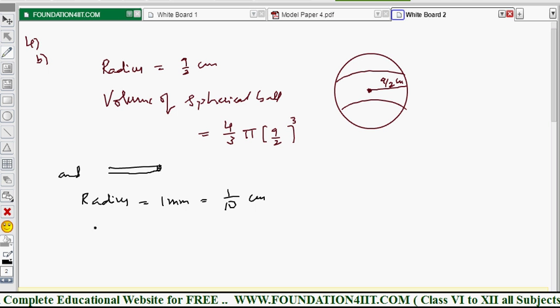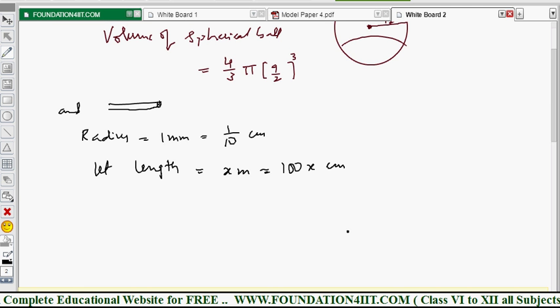So let the length be equal to x meters. That means 100x centimeters. We need to find it in meters, so I am taking x meters, which is equal to 100x centimeters length.